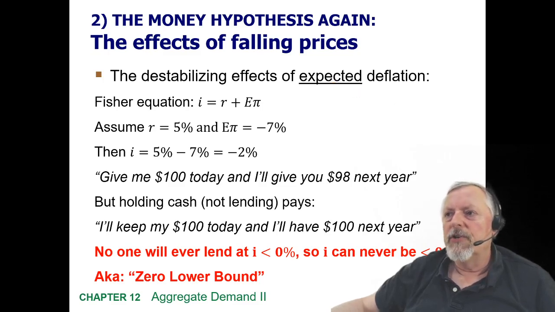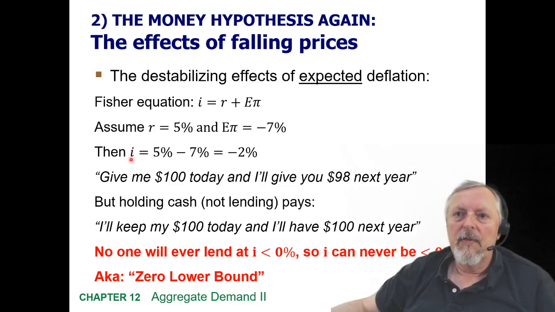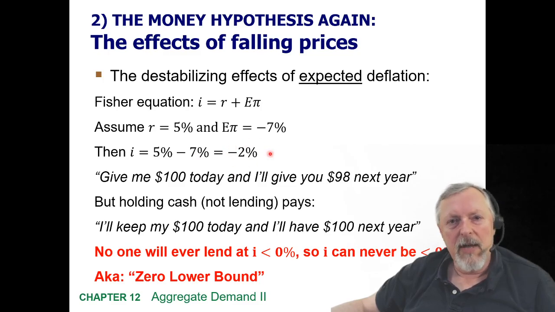We know from the Fisher equation that the nominal interest rate equals the real rate plus expected inflation. But what if it's expected deflation? Let's assume that the real interest rate is 5% and the expected inflation rate is negative 7%. Well, then the nominal rate would be 5% minus 7%, or negative 2% nominal interest rate.